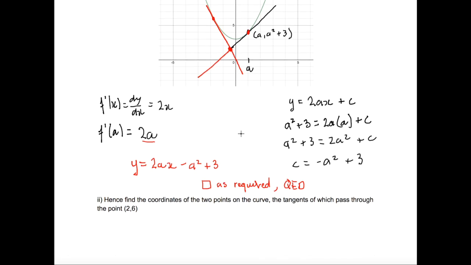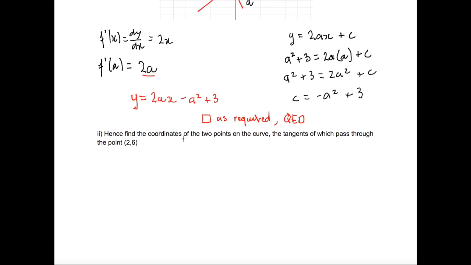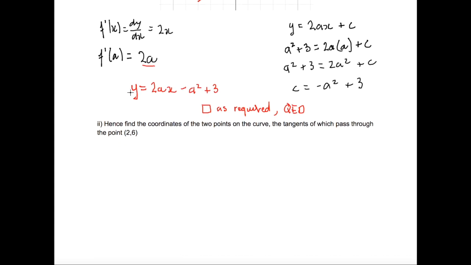Now the question is, how are we going to do that? Well, what we're going to do is say that the equation of the tangent here, we know that at any point A, this is the equation of our tangent. So what we can say is the equation of our tangent has to pass through the point (2, 6). So we can find A values such that our tangent passes through the point (2, 6).